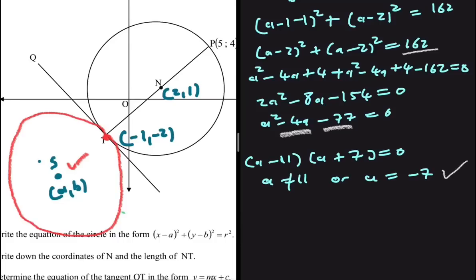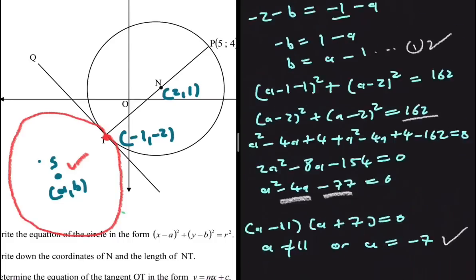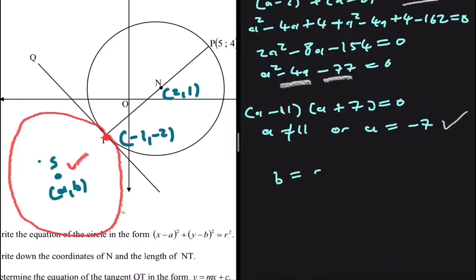And now we have a. We can find b, because b is equals to a minus 1. So that is minus 7 minus 1, which is minus 8. So the coordinates of S is actually minus 7 and minus 8.